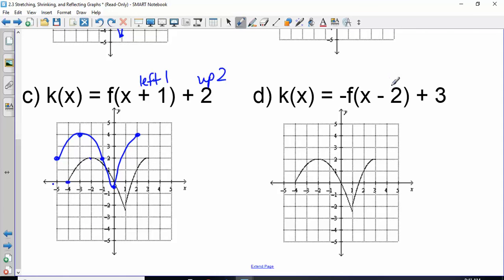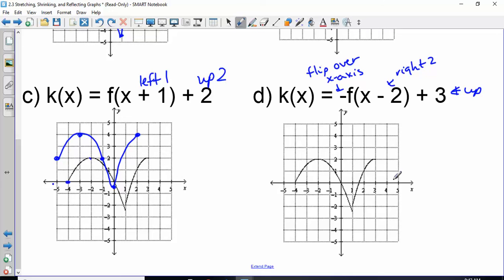All right, the last one is probably the most challenging one here. So what does the negative on the outside do? Flip it across the x. What's the -2? Right 2. And the plus 3? Up 3. When I talked about what order to do these things in, I said it didn't matter except what has to be the last thing we do?